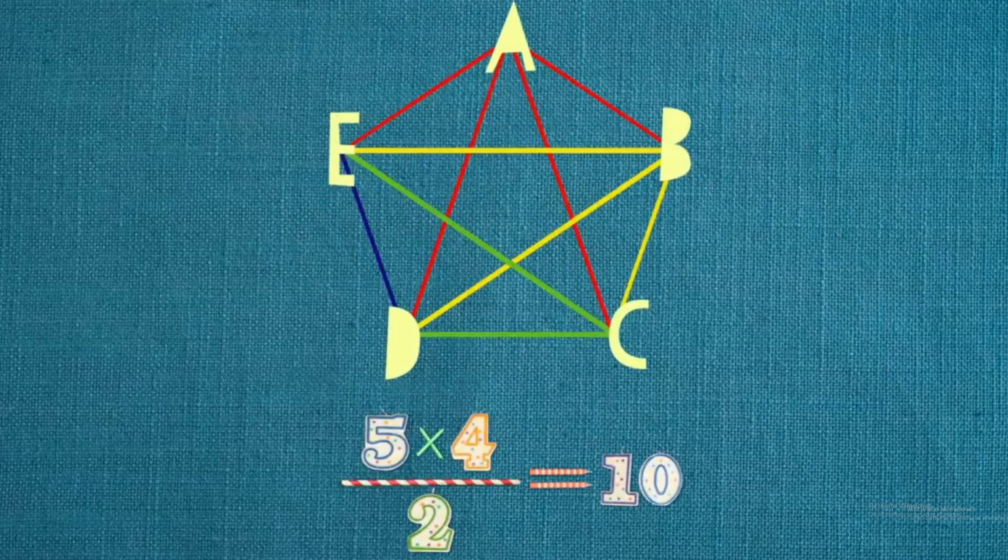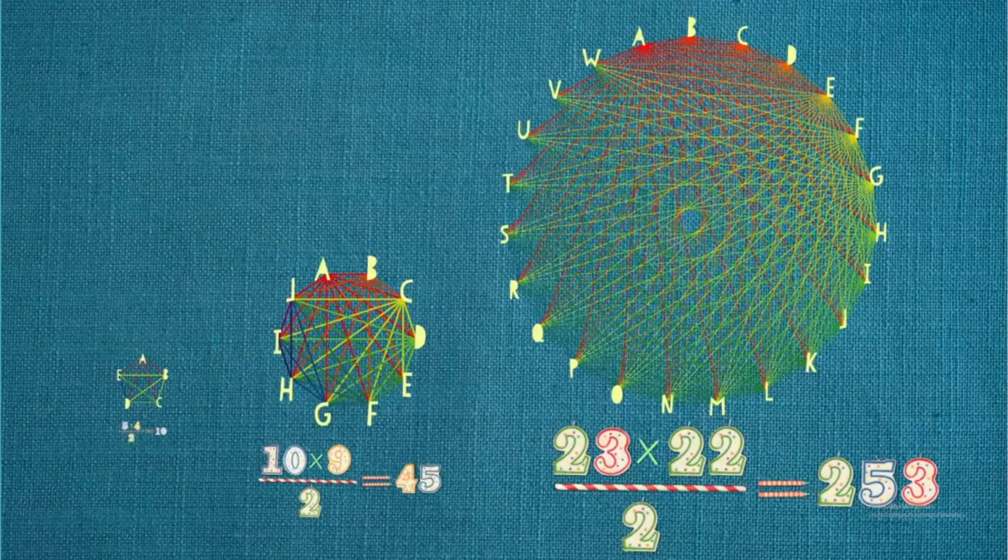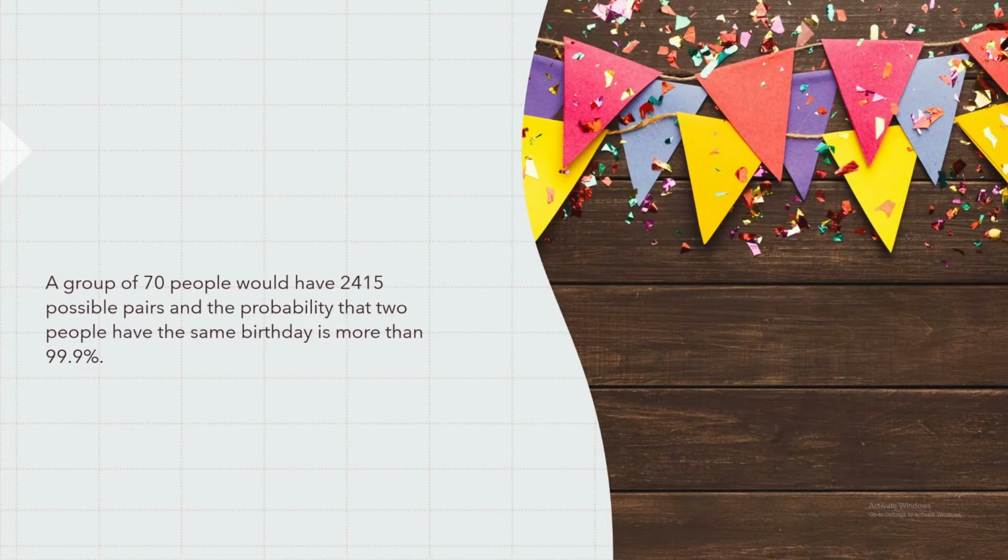A group of 5 people would have 10 possible pairs. Each of the 5 people can be paired with the other 4 people. Half of the pairs are redundant because comparing person A with person B is the same as comparing person B with person A. So we divide by 2. A group of 10 people would have 45 pairs, and a group of 23 people would have 253 possible pairs. Using the same reasoning, a group of 70 people would have 2,415 possible pairs, and the probability that two people have the same birthday is more than 99.9%.